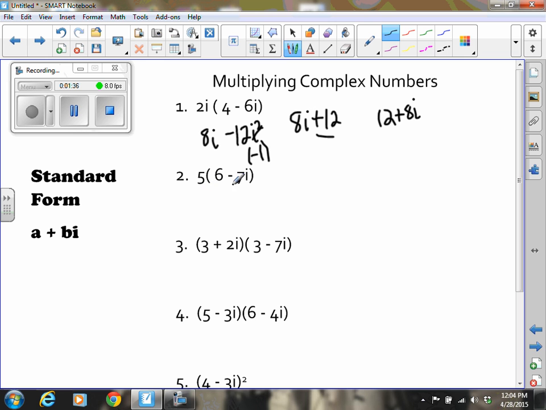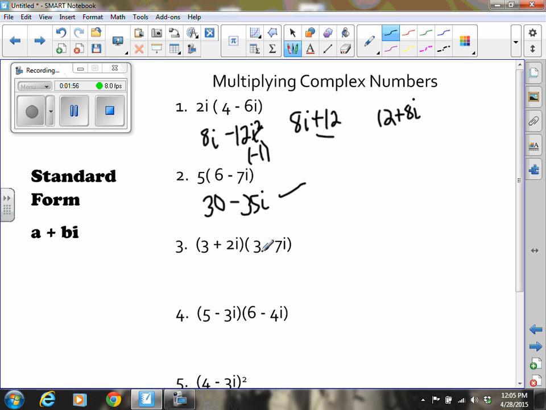Here, I'm distributing a real number to an imaginary number, so I'll multiply 5 times 6 and 5 times negative 7i, which would leave me with negative 35i. And that is in standard form, so that's okay, I'm done.